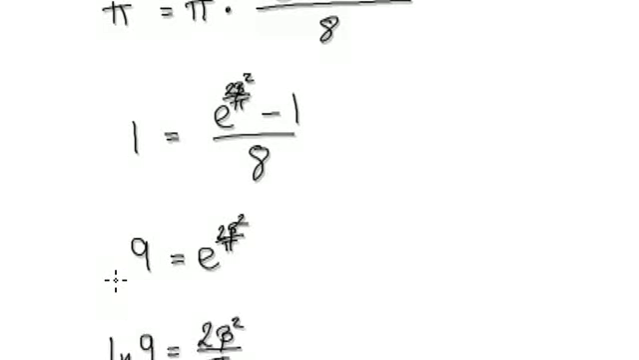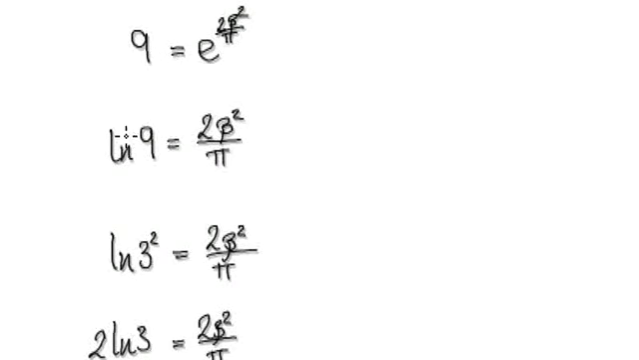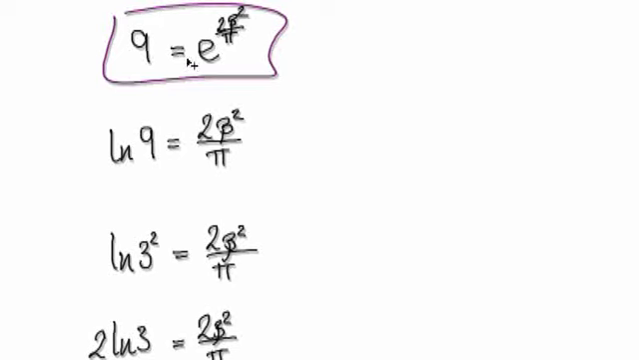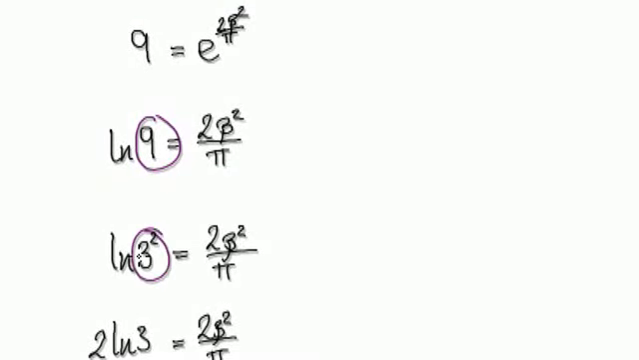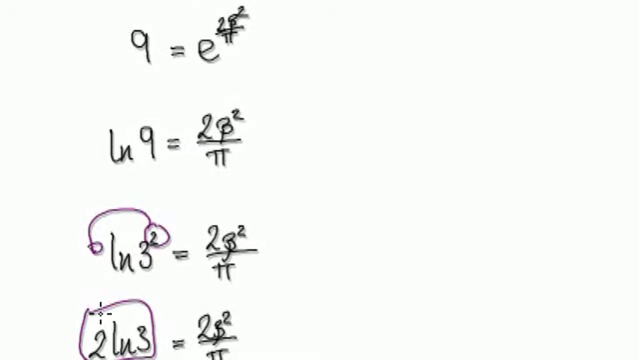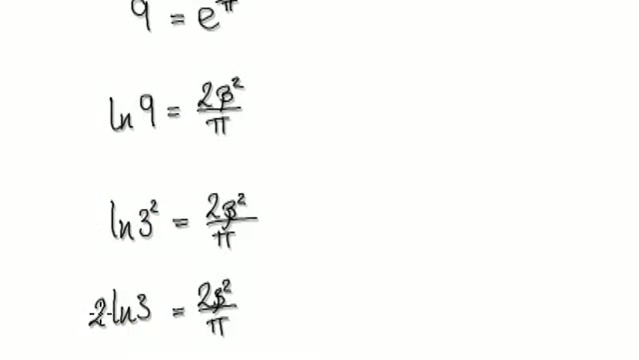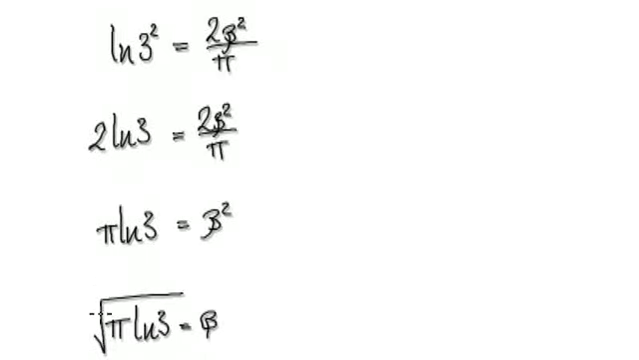So now take the natural log of both sides. That will then give you this. Imagine the 9 as being this, 3 squared. So you can take this out here. That will then give you this.